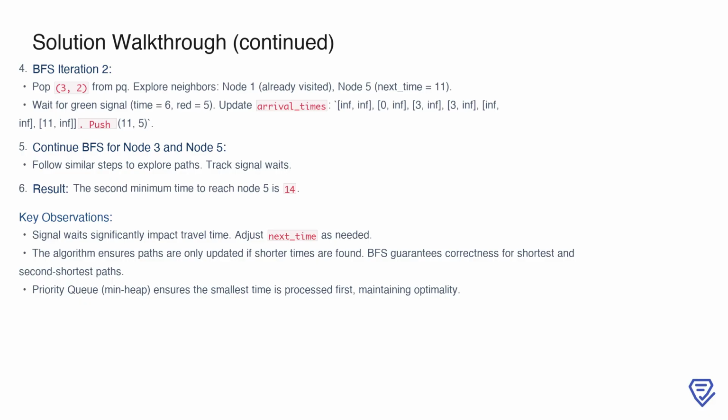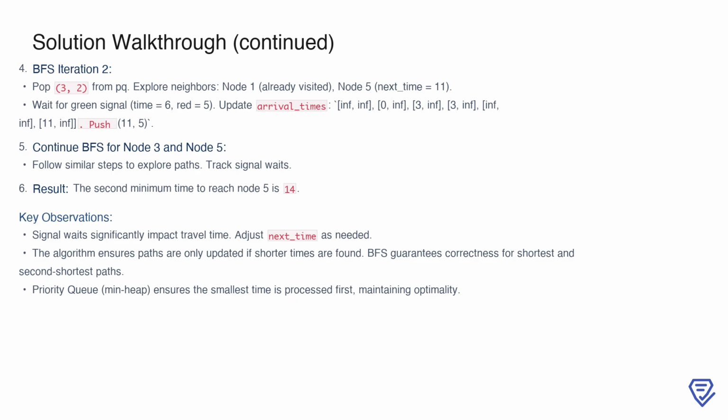To reach node 5, the travel time would be 6, but since the signal cycle has a red phase at this time, 5 to 10, we must wait until the light turns green, making the next time 11. We update node 5's arrival_times to [11, INF] and push (11, 5) into the queue. We then continue exploring paths from node 3 and node 5, ensuring that signal weights are accounted for by checking whether the current time falls within a red phase.